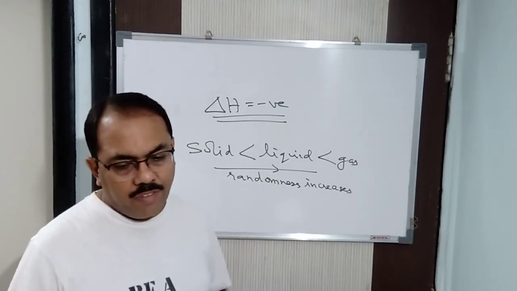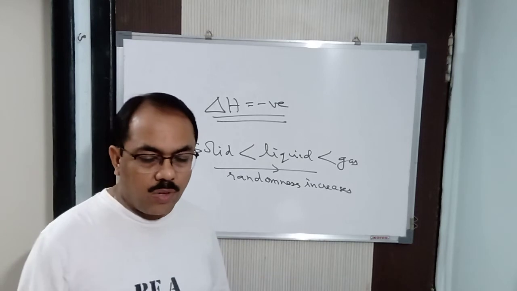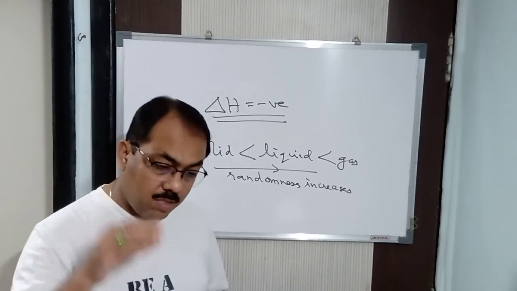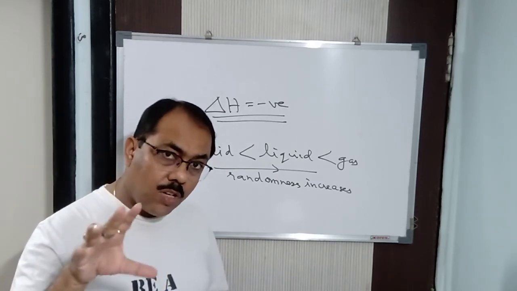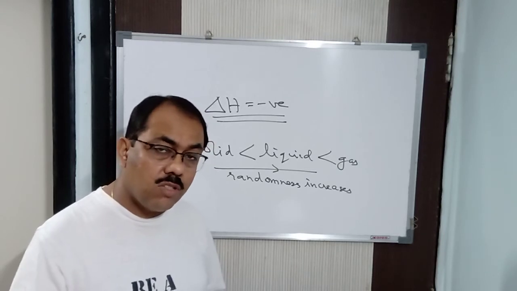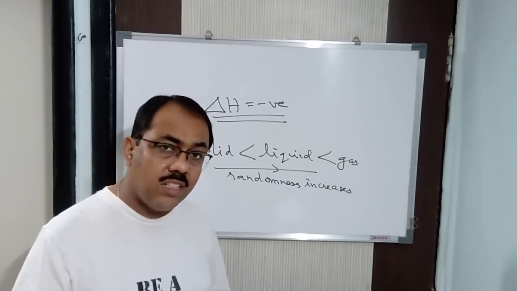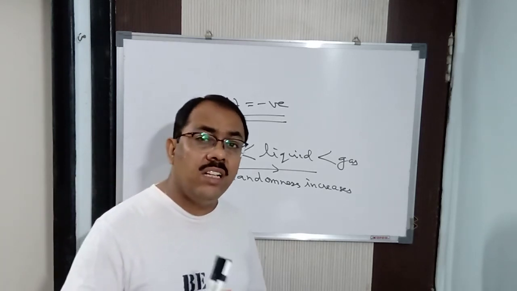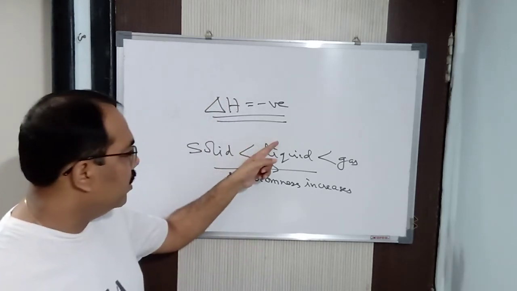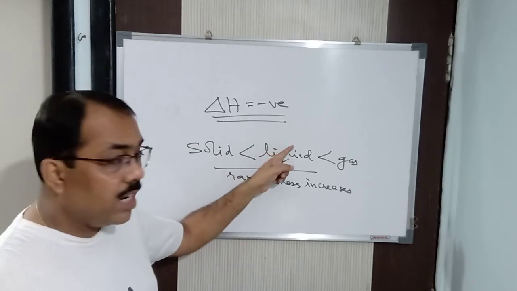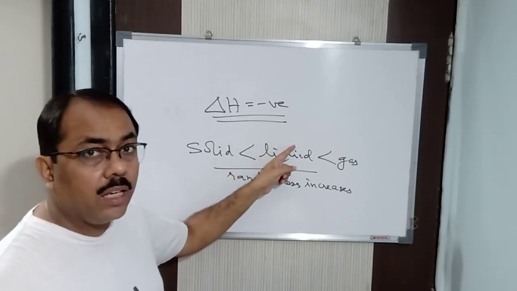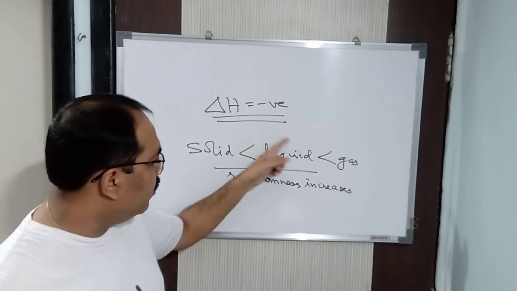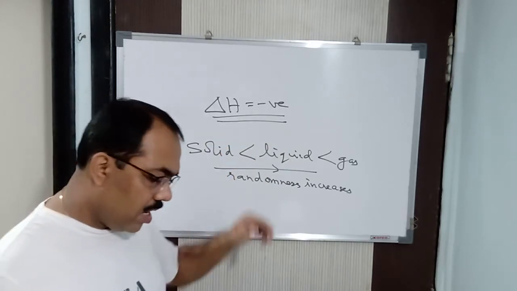For example, we have taken some water and we have put some salt into it. There is an increase in randomness because in between the water molecules, the salt molecules will come and take their place. So the molecules are going to collide with one another. Conversion of solid into liquid, fusion, melting, there is an increase in randomness. Liquid to solid, solidification, decrease in randomness.